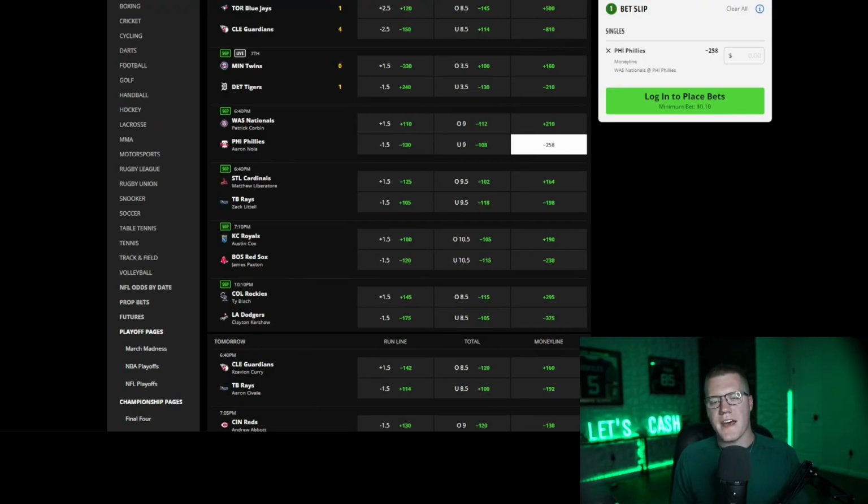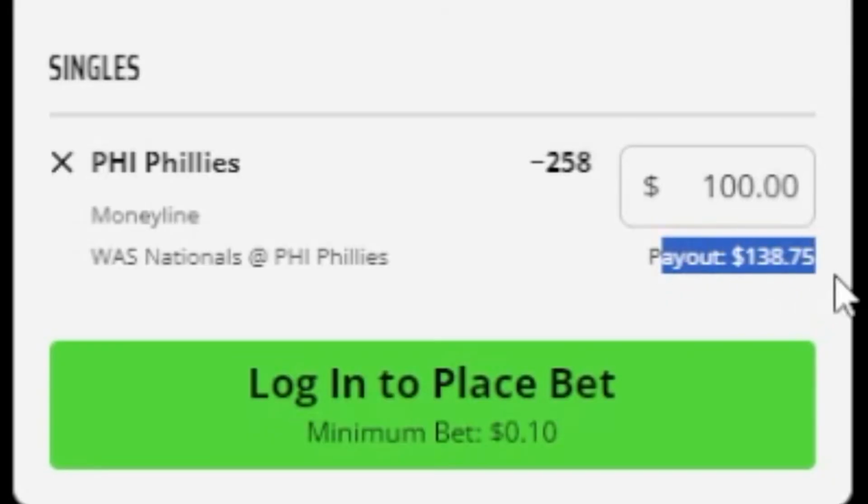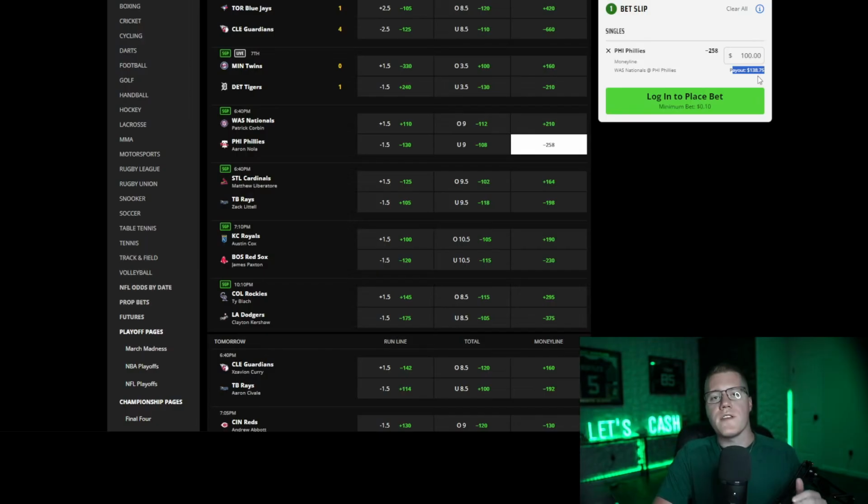Now let's talk about exactly how these implied odds are broken down in terms of a price tag. Knowing that minus numbers mean that these are favorites, let's go ahead and put in, if I were to put in $100 for the Phillies to win, I would get $138.75 back, as you can see right here in terms of the payout. So really, I'm only making $38.75 off the $100 bet.